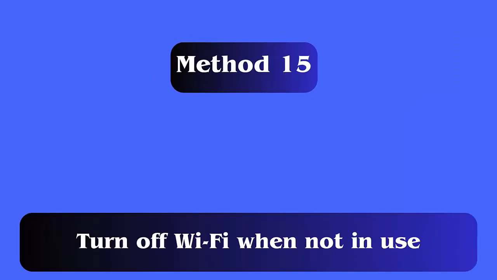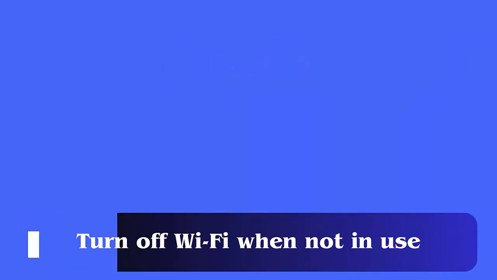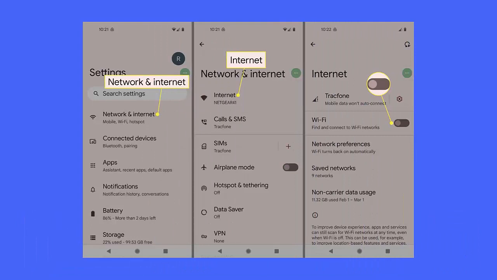Method 15. Turn off Wi-Fi when not in use. We use Wi-Fi at office or somewhere else when required. But when you don't need it, it's better to turn it off and make the thing simple. Just go to Wi-Fi, turn it off to save the extra battery life on phone.